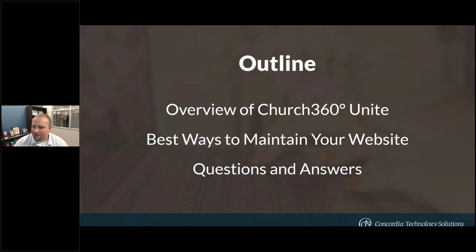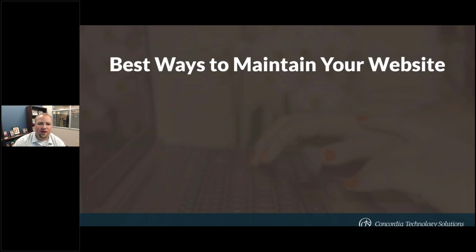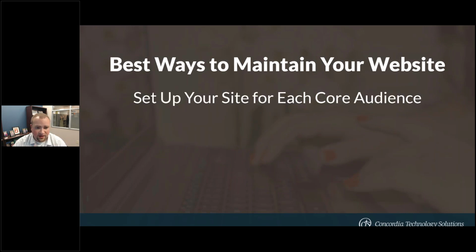So the 5 things that we are going to do to show how to best maintain your website. First off, I'm going to show you how to set up your site for each core audience. So we're going to talk about what that means by core audience. You have more than one audience visiting your website, and it may be several. It may be 2 that you plan for, but I'll show you how to look at that from a different perspective as opposed to a one-size-fits-all solution. You'll look at setting up your site for these different audiences.